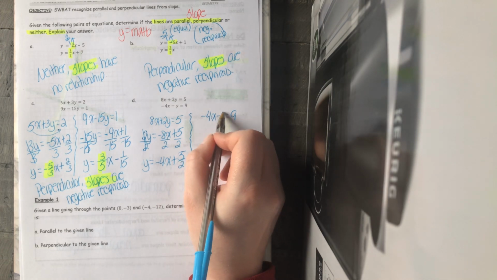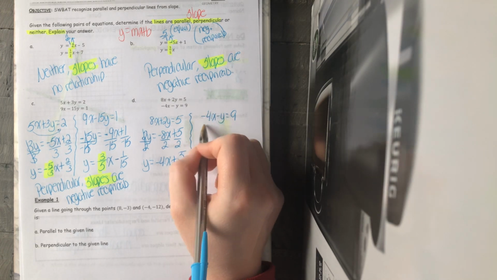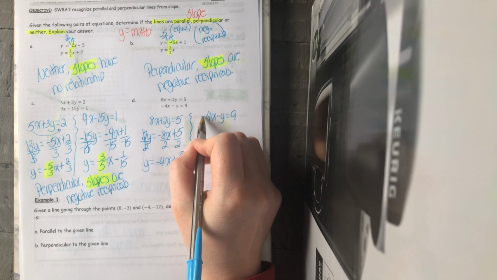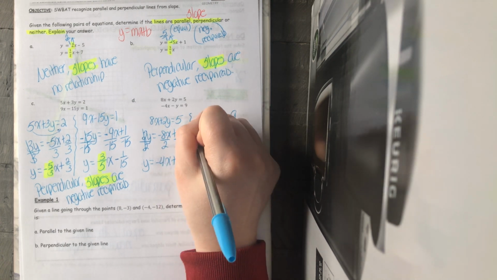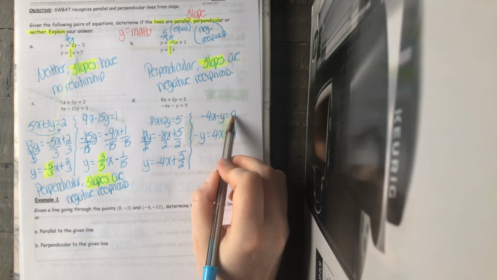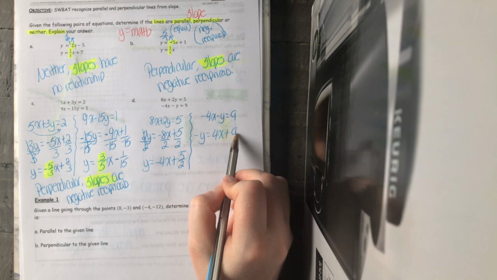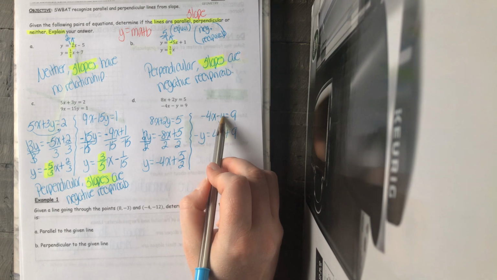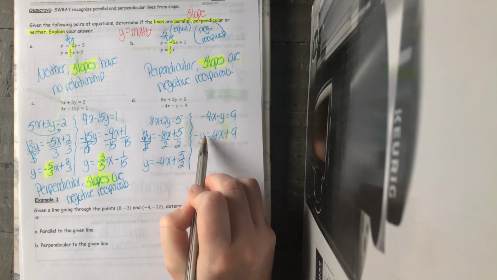I want y, so I have to move the x. So a negative 4x becomes a positive 4x when I move it over. And again, it was a positive 9, so I'm just rewriting that. It was a negative y, so I have to bring that down, negative y.